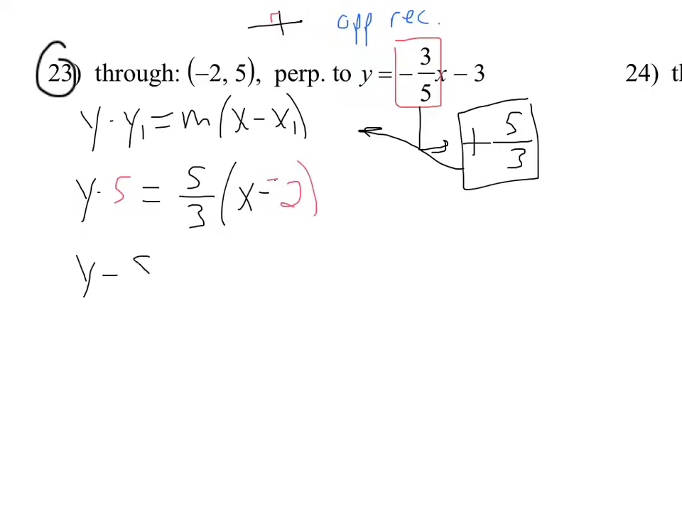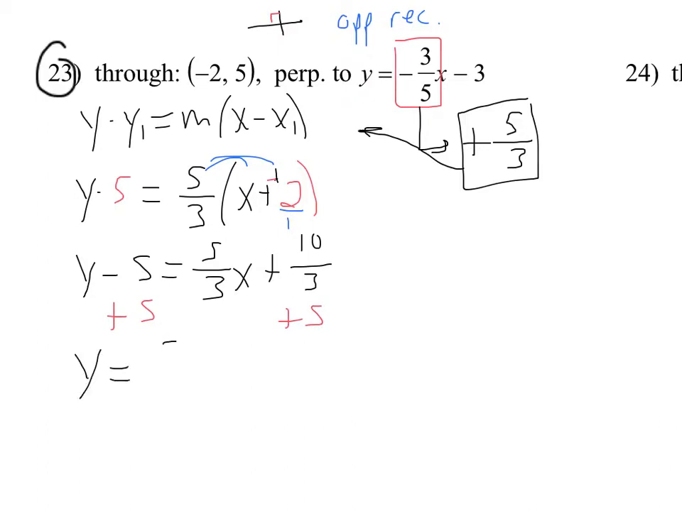So y minus 5 equals, we distribute, so 5/3 x, so this becomes plus, and it's over 2, so top times top is a 10, bottom times bottom is a 3. We finish by adding 5 to both sides. Again, 5 is not a like term for the x. So that stays the same.